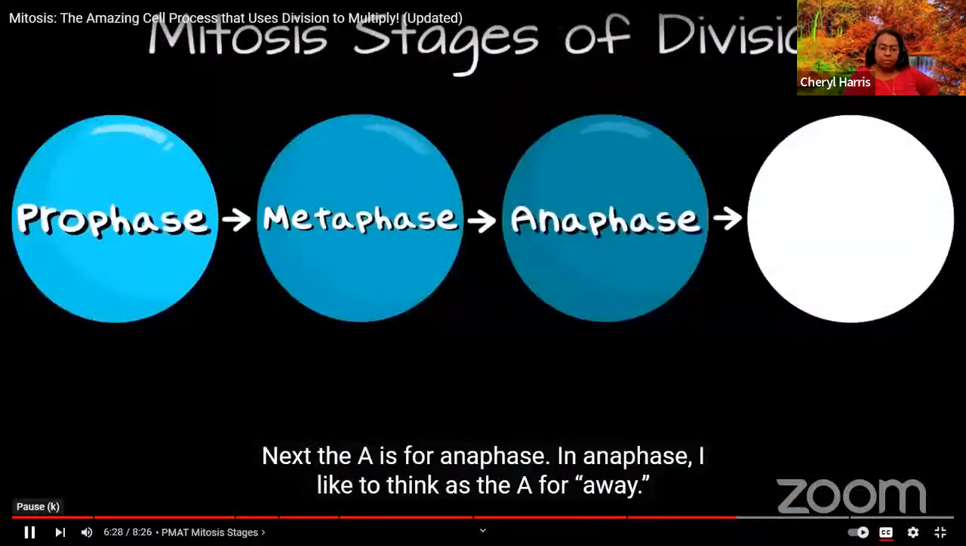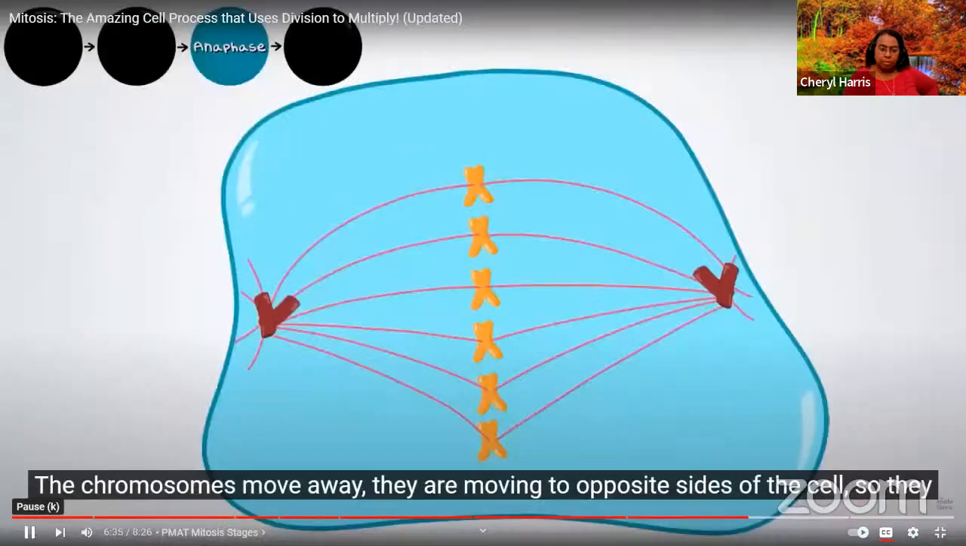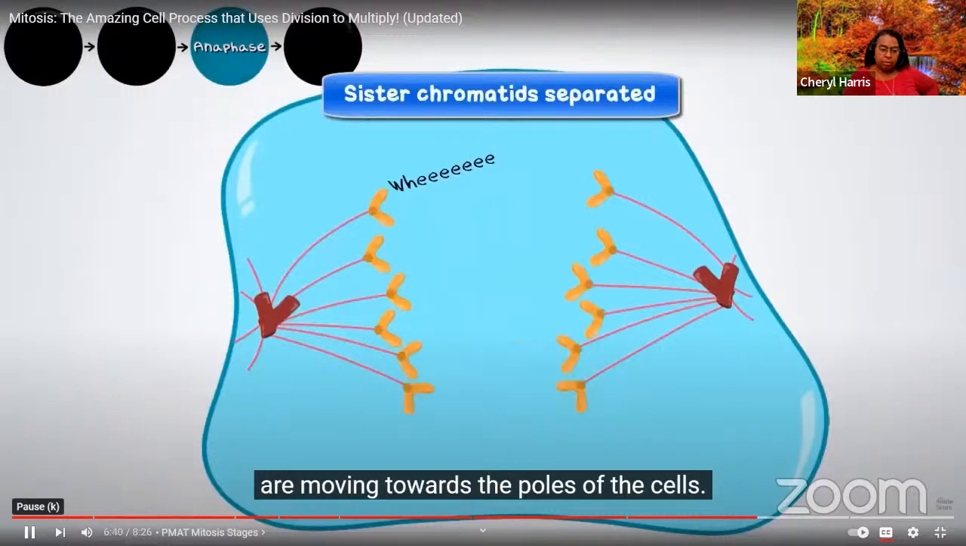Next, the A is for anaphase. In anaphase, I like to think of the A as for away. The chromosomes move away. They are moving to opposite sides of the cell. They are moving towards the poles of the cell.